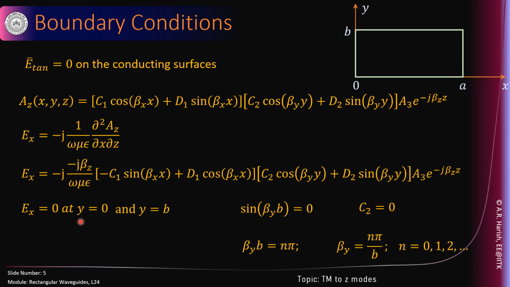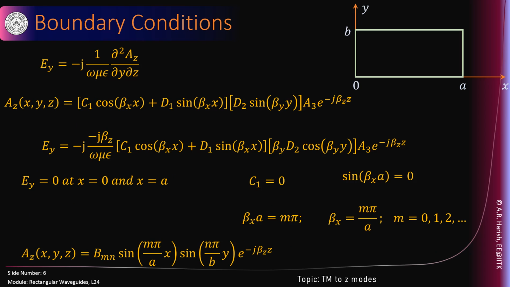Give a pause. The next step, enforce the boundary condition at x equal to 0 and x equal to a. Which component will go to 0? Ey will go to 0. Evaluate Ey, write the equation for Ey and enforce the boundary condition at x equal to 0 and x equal to a, and what you get is this result here. You have beta x is m pi by a and c1 goes to 0, and hence you have Az given by Bmn sine of m pi by a times x, sine of n pi by b times y, e to the power of minus j beta z z.